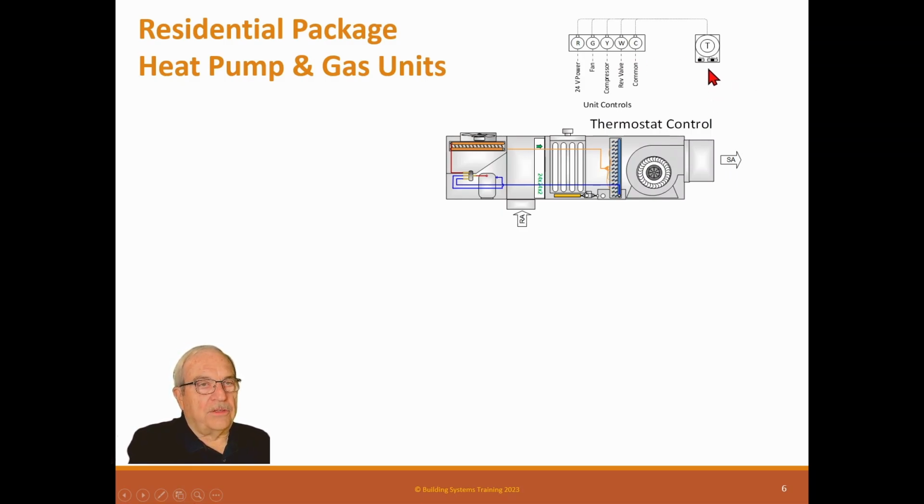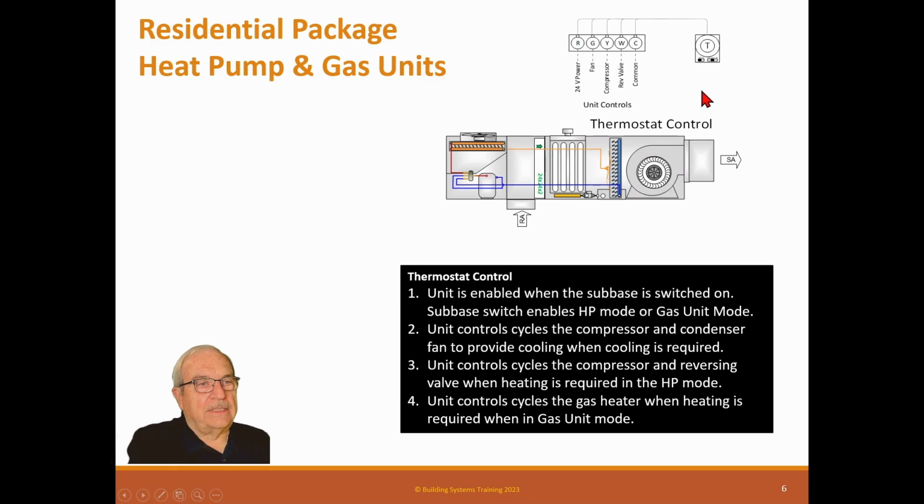So this is standard thermostat control. Its sequence would be: the unit is enabled when the sub-base is switched on. The sub-base switch enables heat pump mode or gas unit mode. Unit control cycles a compressor and condenser fan to provide cooling when cooling is required. Unit control cycles a compressor and the reversing valve when heating is required in the heat pump mode. The unit control cycles the gas heater when heating is required when in the gas unit mode.